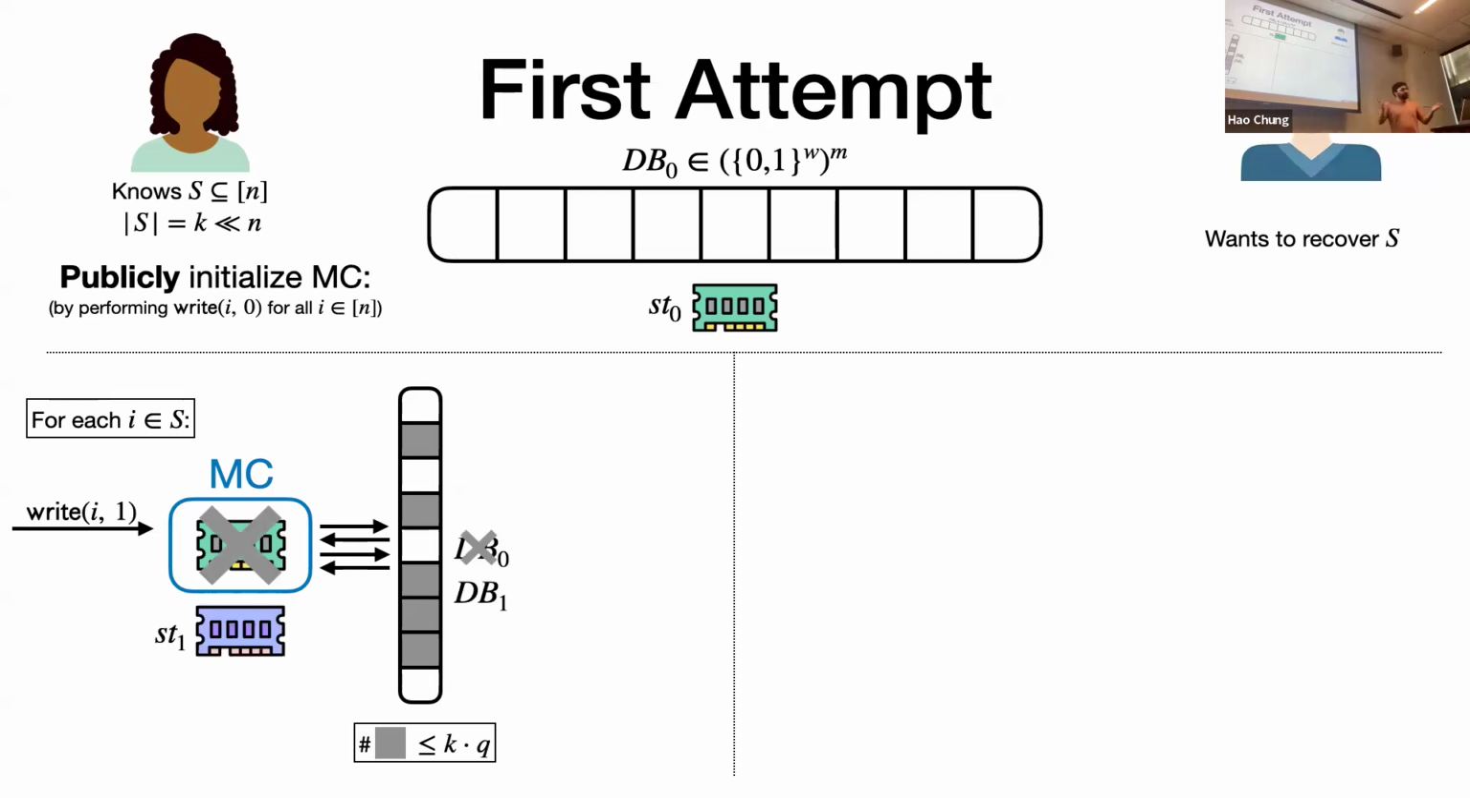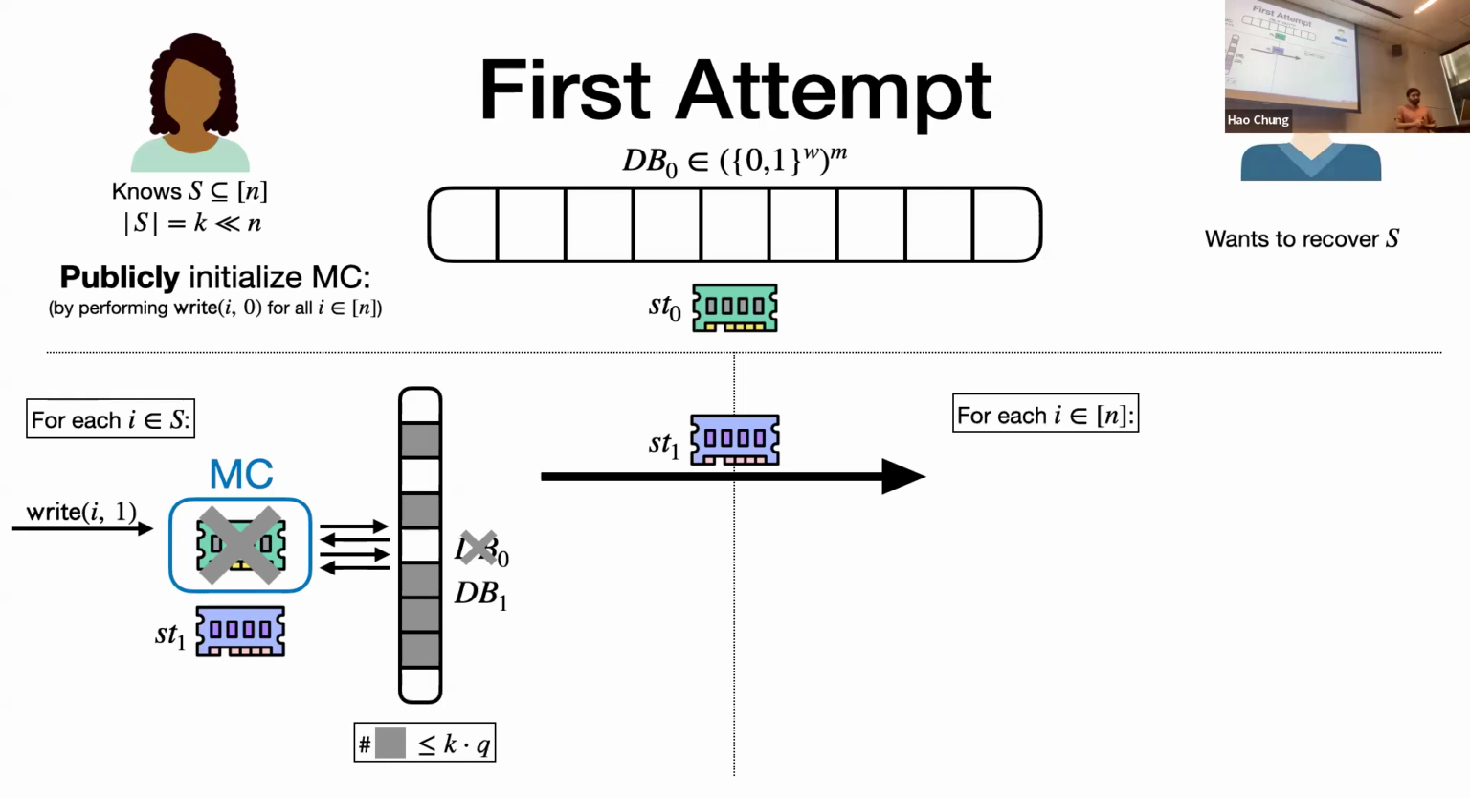But of course, after doing these writes, we're going to have a different public database. I'll call it DB1, to denote that updated database. And we're going to have some updated local state, ST1. It could be different than before. Now Alice is just going to send over the state ST1, the updated state at the end of these writes, to Bob. Think of this as a streaming-style argument here.